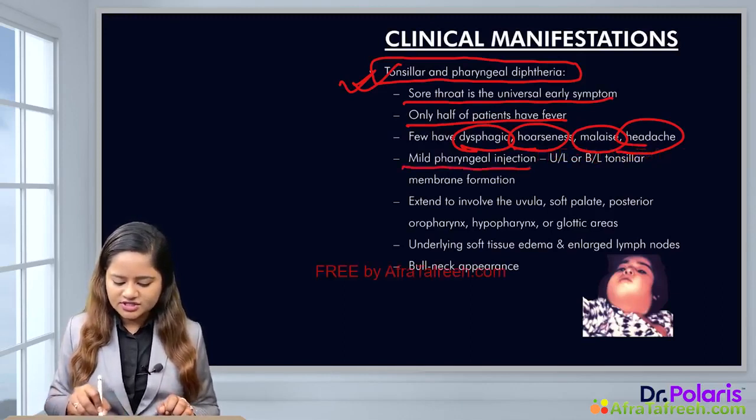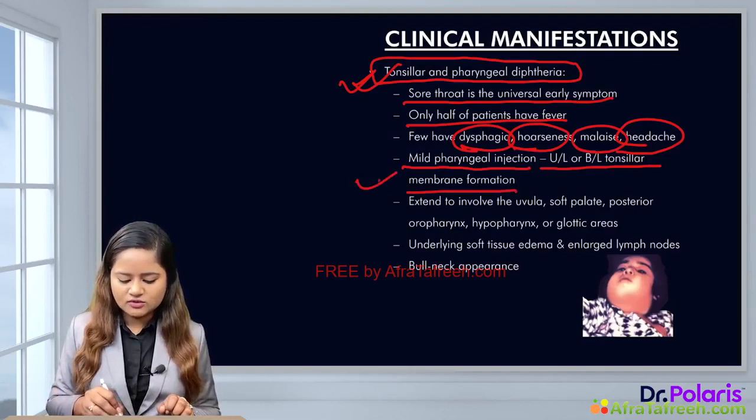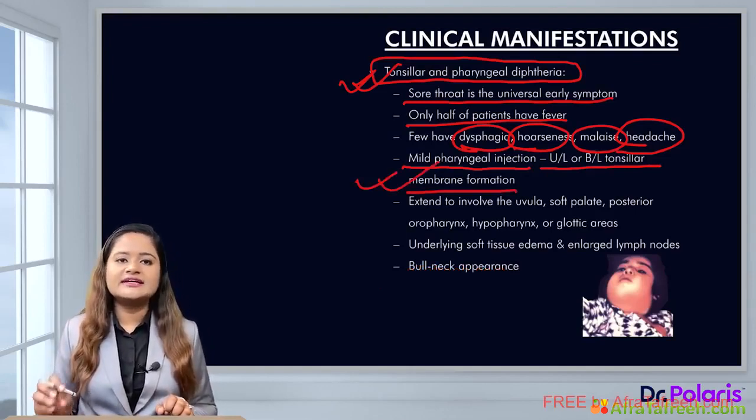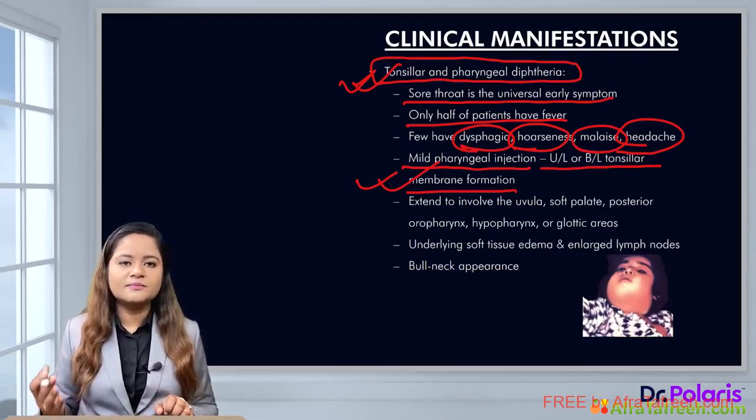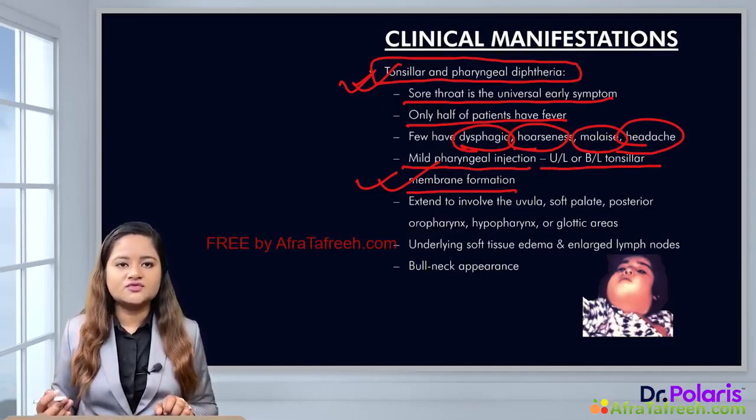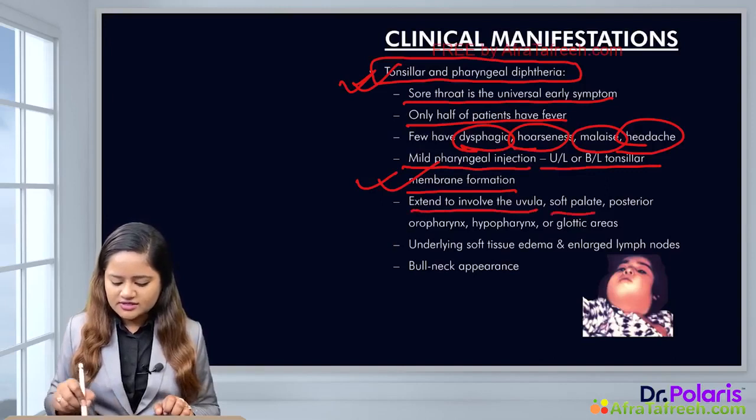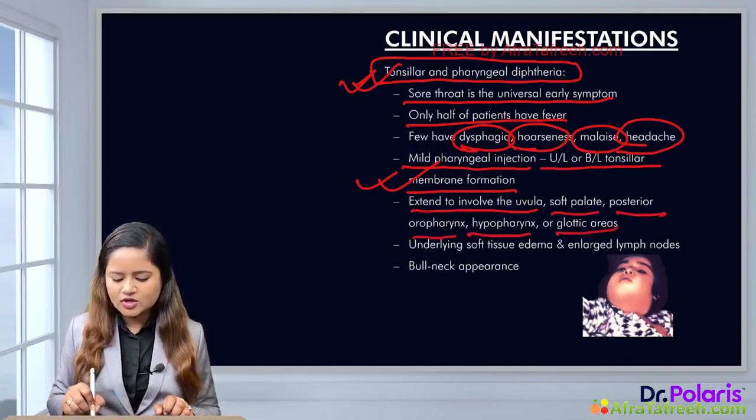Mild pharyngeal injection, which could be unilateral or bilateral tonsillar membrane formation, can also be appreciated. So whichever is the site of damage or whichever area is getting affected due to diphtheria, definitely it will result in the formation of pseudomembrane, because that is the basic pathogenesis of the exotoxin that is released from diphtheria bacilli. It extends to involve the uvula, the soft palate, the posterior oropharynx, the hypopharynx, and the glottic areas.